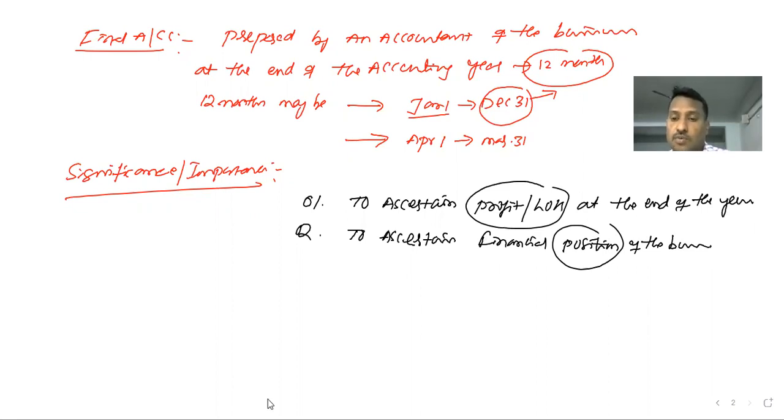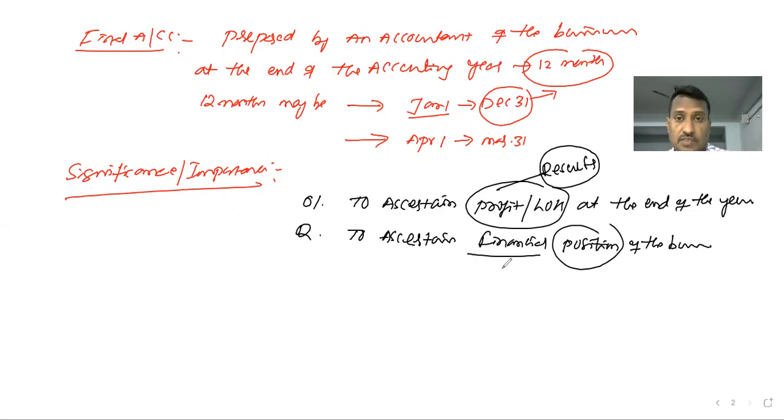Profit or loss is nothing but the result of the business. Taking the student's point of view, what is the result? Either pass or fail. From the business point of view, the result is the profit or loss. So to find out the results of the business, the businessman and accountant prepare the final accounts at the end of the accounting period. And financial position means what is the position of the business?